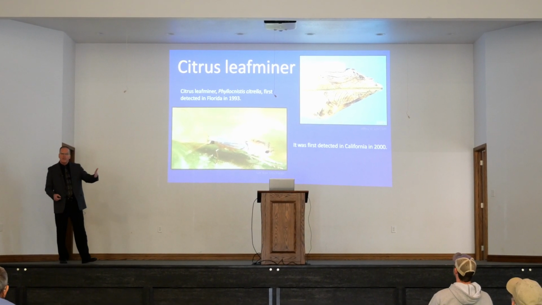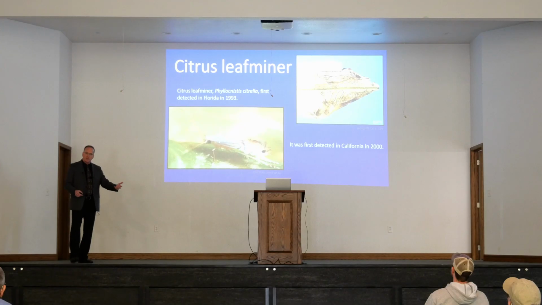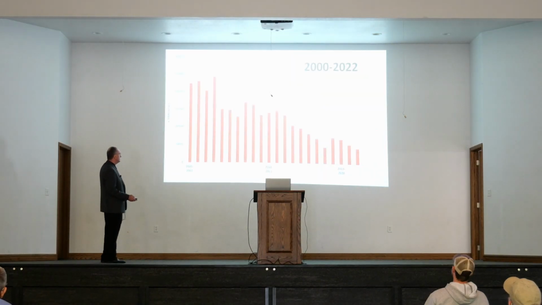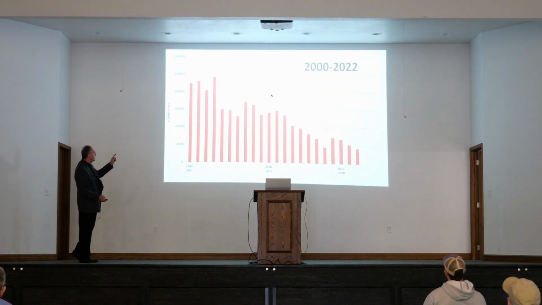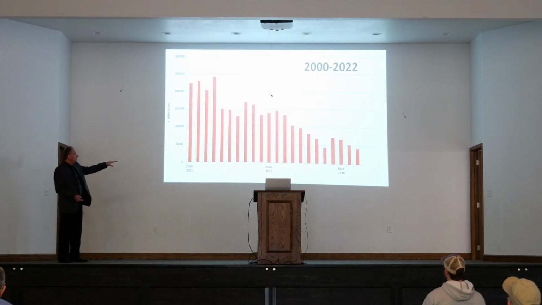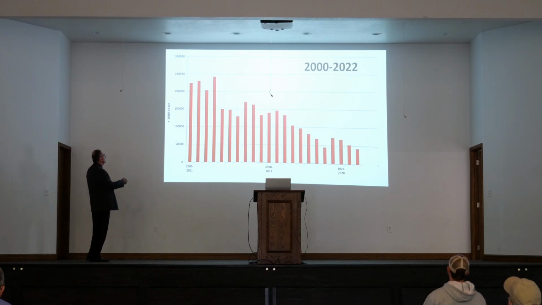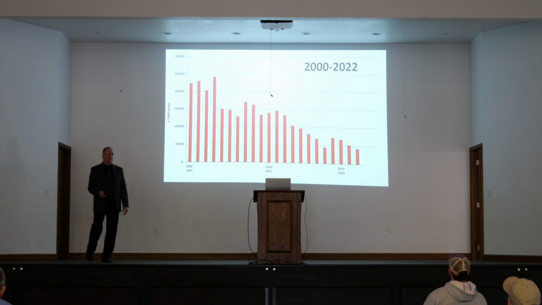Diaprepes was still there. It just wasn't causing as much damage as it was before. Now the citrus leaf miner was also causing even more damage than Diaprepes. So this is now what's going on. Starting from 2000 all the way to 2022, this is what the citrus industry has done as far as number of boxes. You can see we're relatively high up here, but I know something that you don't know.